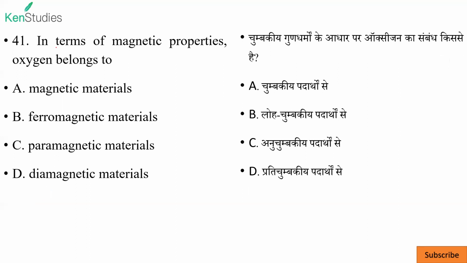Now, question number 41. In terms of magnetic property, oxygen belongs to. So oxygen is not a magnetic material. Magnetic materials are those having magnetic characteristics. So it is not magnetic. Ferromagnetic is iron and other metals.